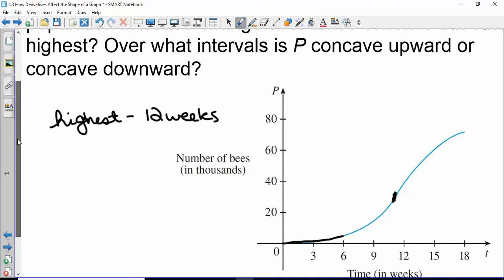Okay. So when is this graph concave up and concave down? I use CU for concave up and CD for concave down. Can you tell me the intervals? What's this start out as? Concave up or concave down? Concave up, starting at 0 until when?